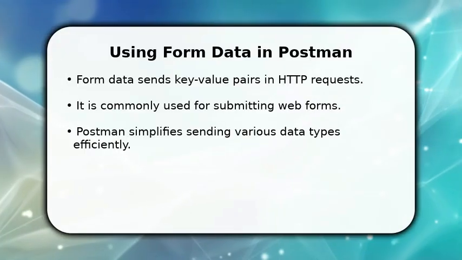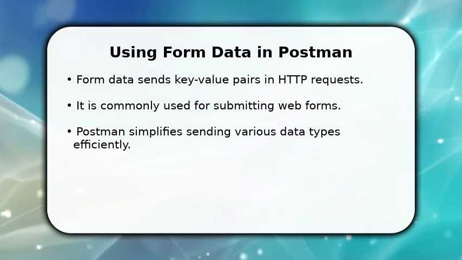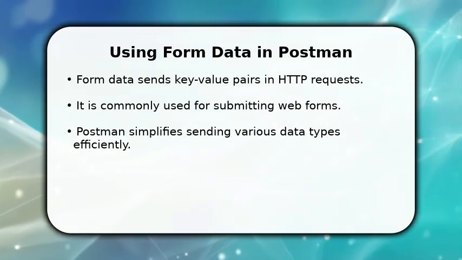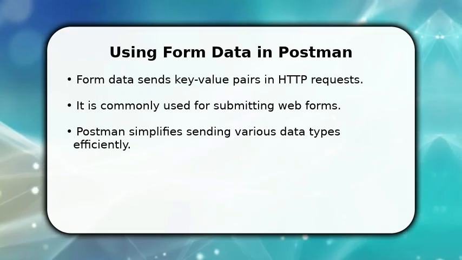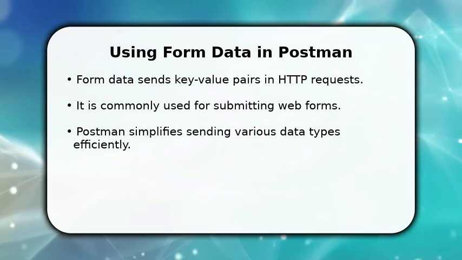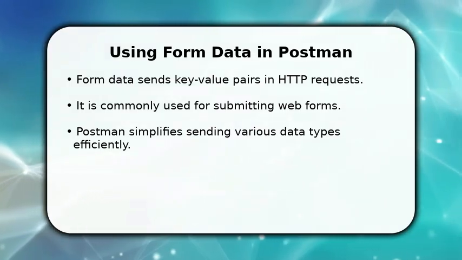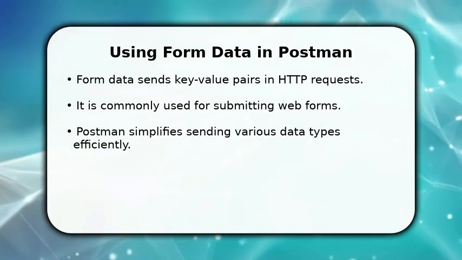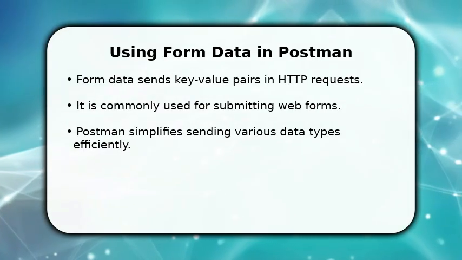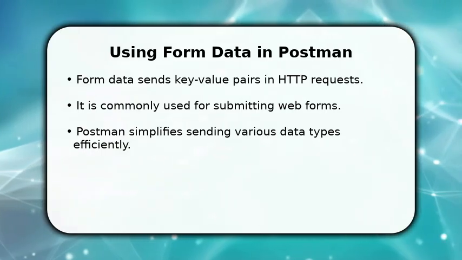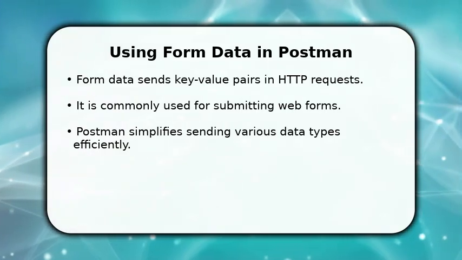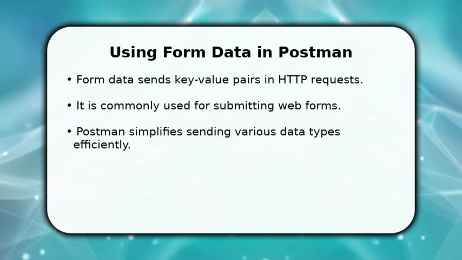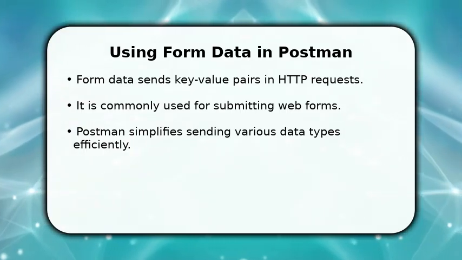In this video, I will explain how to use form data in Postman. First, open Postman and create a new request. You will find the form data option within the request body section. This method is essential for sending information like user inputs or file uploads to a server. It structures your data into distinct fields, making it easy for the server to process. We will cover the 3 main steps to successfully send your form data.